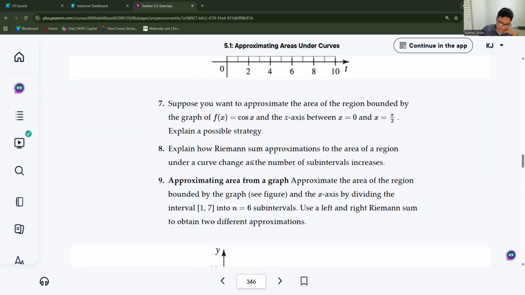Question number 7. Let me discuss that. Now we are going to do things where diagrams are not given to us. Suppose you want to approximate the area of the region bound by the graph f of x equals cos x and the x-axis between 0 and pi over 2. Explain a possible strategy.